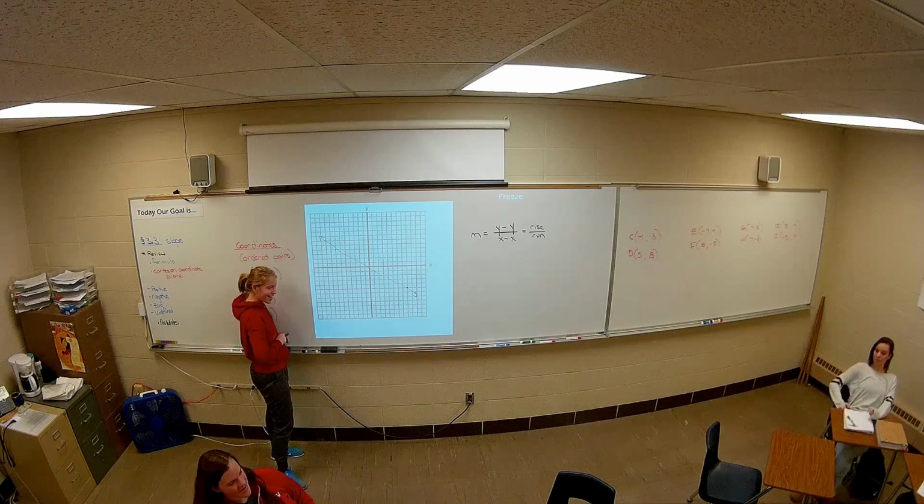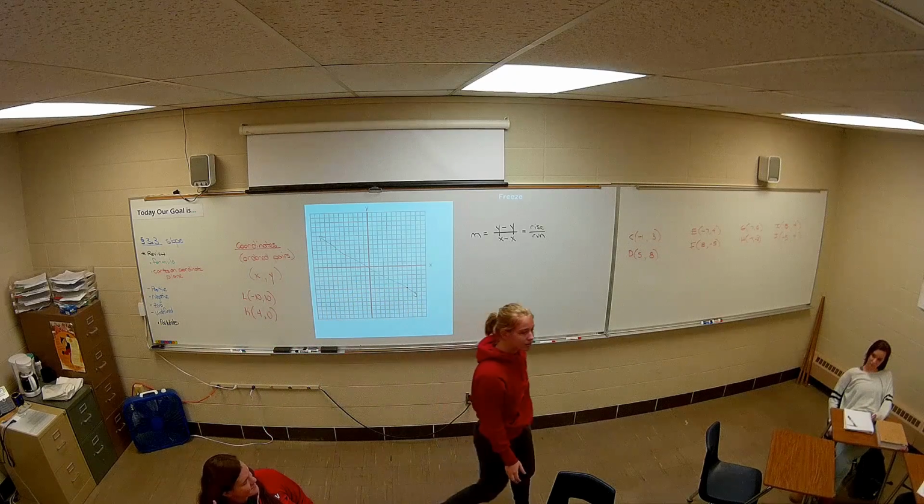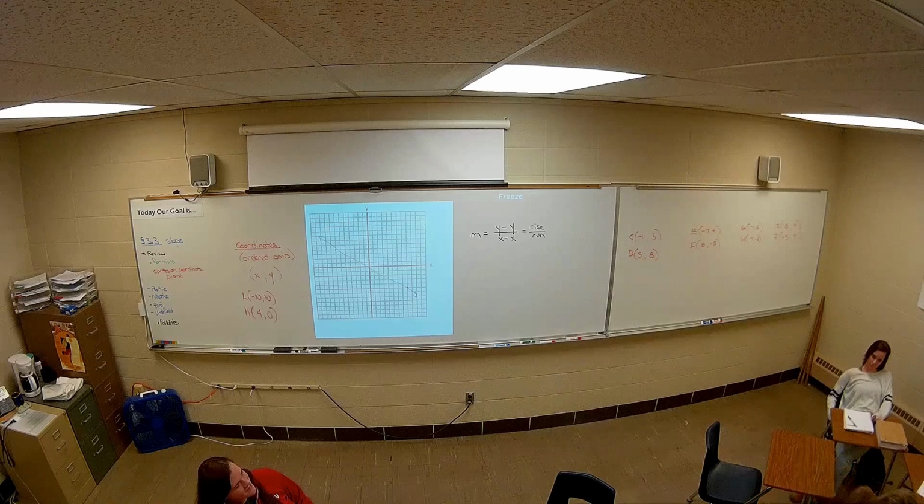Okay, now what was your numbers again? Your 12? Negative 3 over 5. Negative 3 over 5? Yeah. Well, we had 9 over 5.